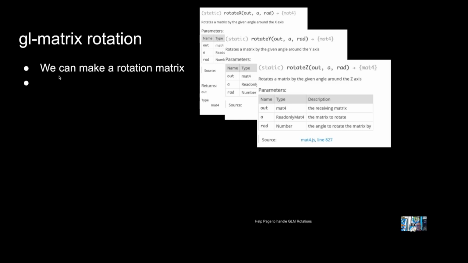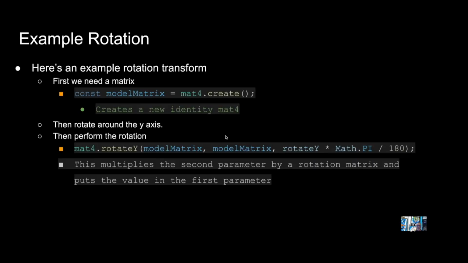If I use the GL matrix rotation, you'll notice that I have these rotate X, Y, and Z, in this order, that you can apply to your rotation. And this is basically what you do in code.